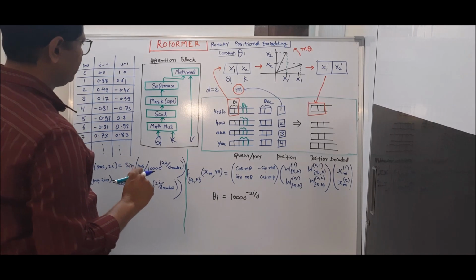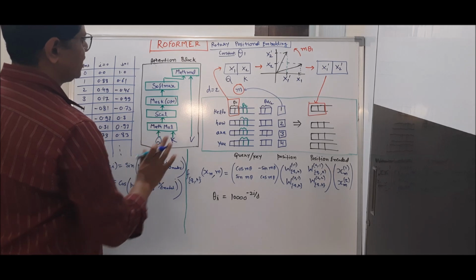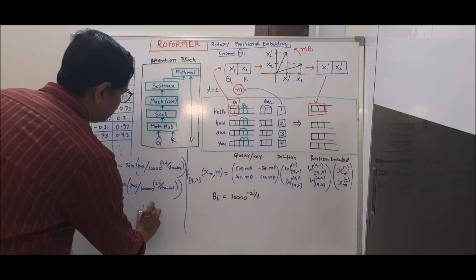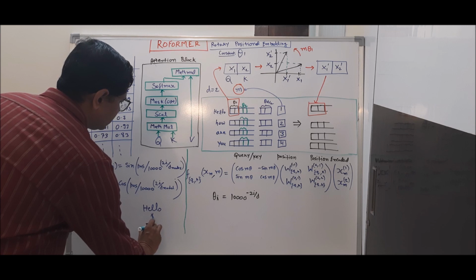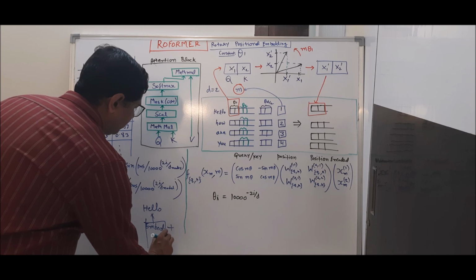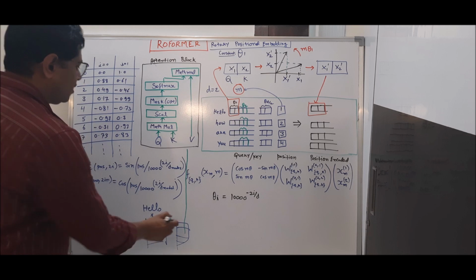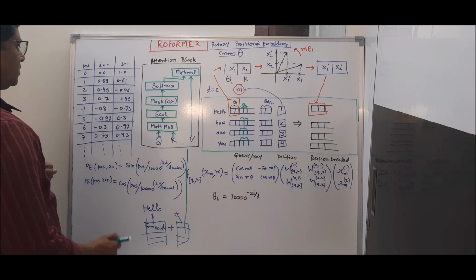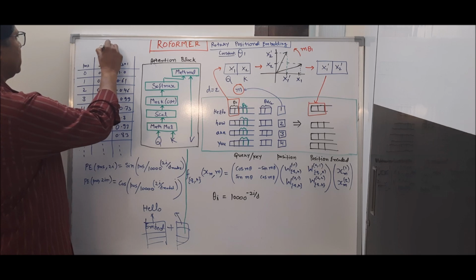In the vanilla transformer, what we generally do, suppose we have a 4-word sentence like hello, how are you. When we pass this to the vanilla transformer, we just calculate the embedding. We take this embedding vector and add a positional embedding vector to it. To compute the positional embedding vector, we generally use the sine and cosine functions. Suppose we have embedding dimension 2, so d equal to 2.